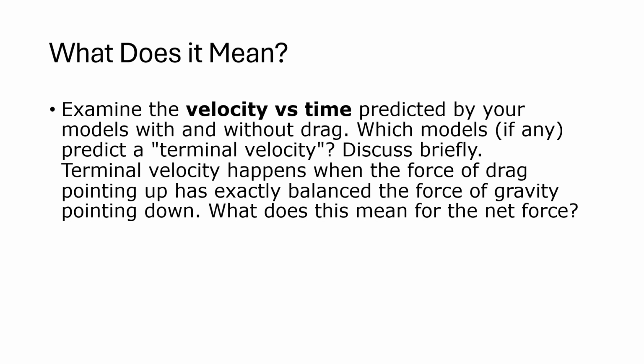So, what does it mean? When asked which models predict a terminal velocity, we can see that the model taken from GlowScript with the drag force involved shows a terminal velocity. Looking back at that graph, we can see that at a certain point, it almost reached a horizontal asymptote. This is described as terminal velocity, when the air resistance of an object is equal to the force of gravity.